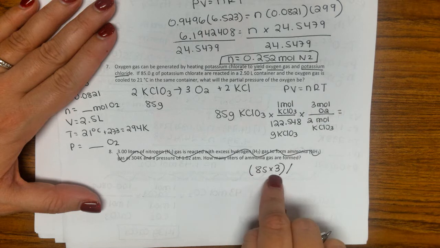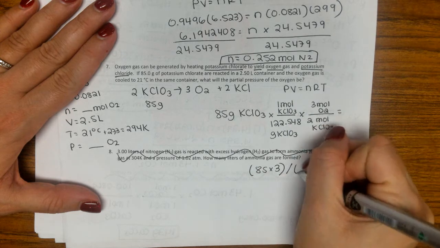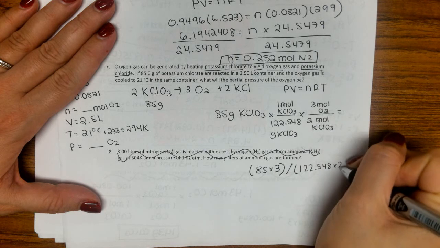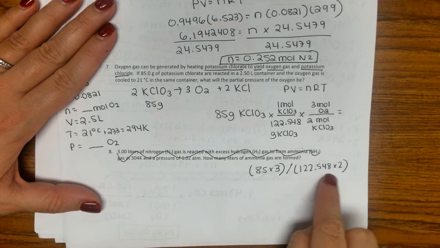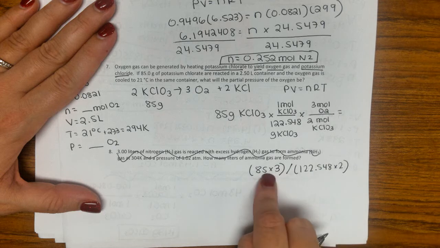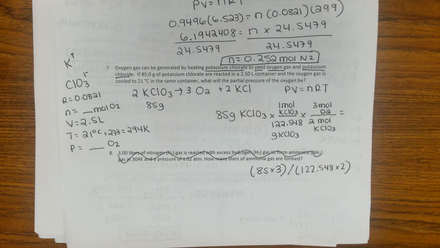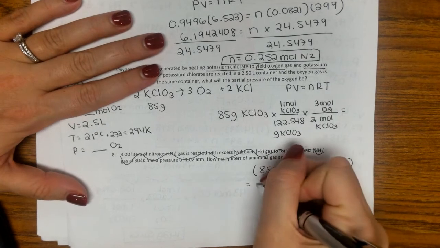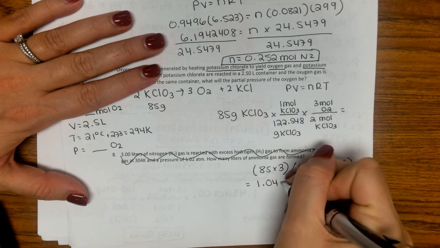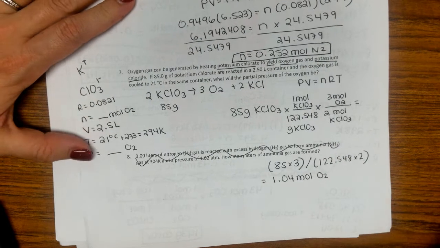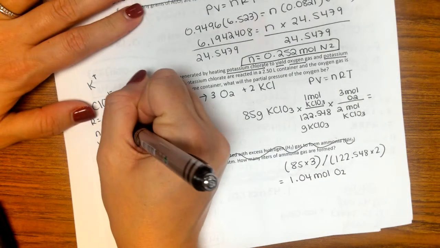Parentheses, 85 times 3, close my parentheses, divided by, open, 122.548 times 2, close. That will multiply these together and multiply these together, then divide the numbers. So the order of operations will be correct. And when I do that, I get 1.04 moles of O2. So now I have my N, 1.04.